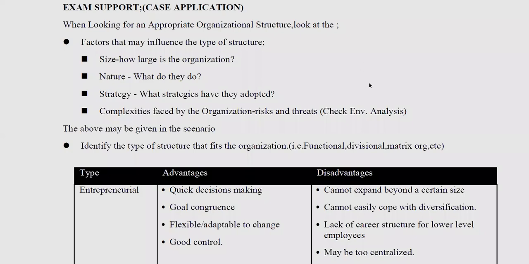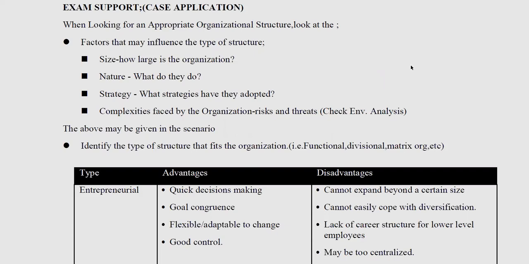Now, as I said, we'll be looking at organizational culture. But before we look at organizational culture, one thing is that when you want to apply organizational structure, that's what we looked at in our previous session. When you want to apply organizational structure in a question where they haven't really told you, but you have to look at the type of structure.